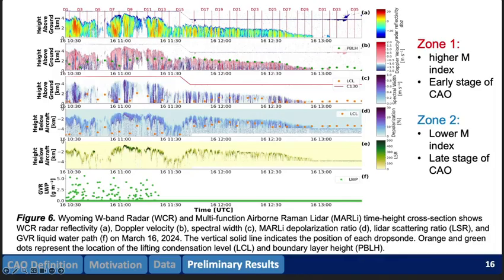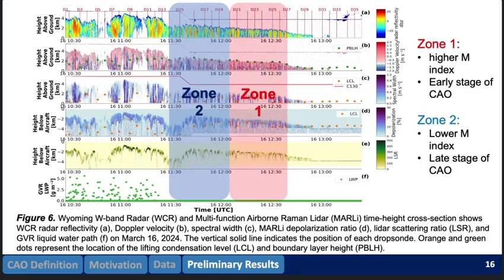But for some of the cases, we have liquid at the cloud top, but we have ice below the liquid phase. This kind of situation is very common during the field campaign season. So we divided the cloud streets into two zones, zone 1 in red and zone 2 in blue. Zone 1 has a higher M index and is a very early stage of the CAO. And zone 2 has a relatively lower M index and is a relatively late stage of the CAO.